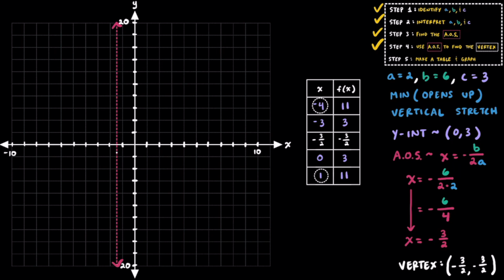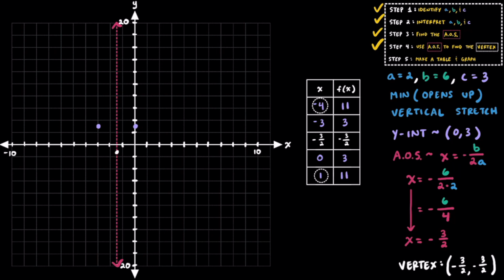about 3/4 of a box here. Because remember, each box is worth 2 along our y-axis. Our y-intercept is going to be 0, 3. That's going to be 1.5 boxes up since each of them are worth 2. And it's going to be the same distance away over here on the left side of the AOS.